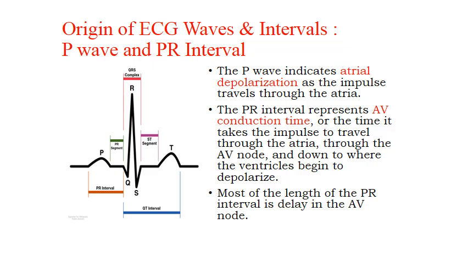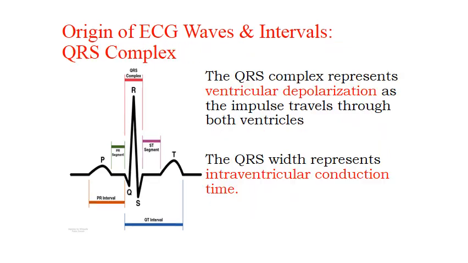With the help of ECG, you can easily explain the cardiac cycle itself: the atrial depolarization, ventricle depolarization and total cardiac repolarization. In the P wave, it starts with the initial atrial depolarization. The PR interval represents the AV conduction time, and most of the length of the PR interval is the delay in the atrioventricular node.